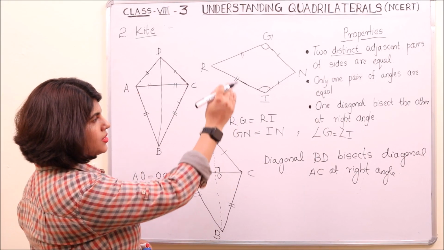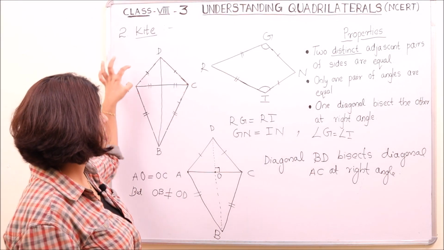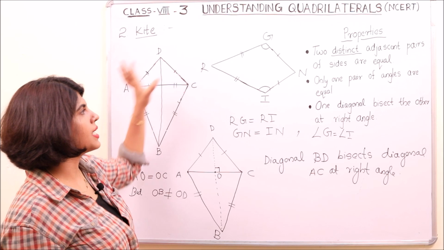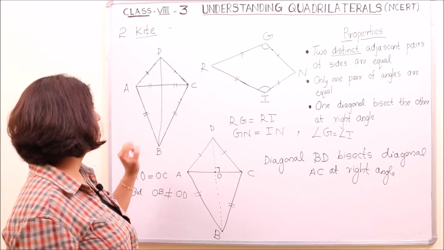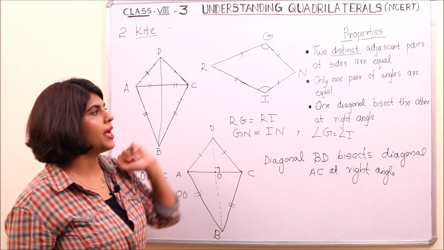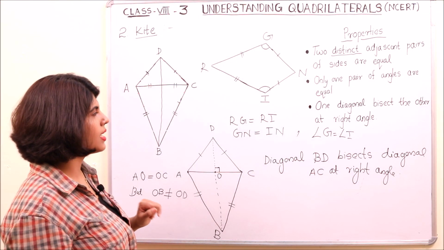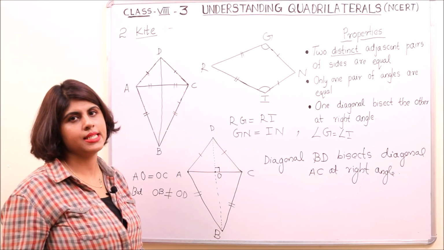So these are the three properties of kite. So the first one is two distinct adjacent pairs of sides are equal, and only one pair of angles are equal. That is angle A equal to angle C, and one diagonal bisects the other at a right angle. That is diagonal BD bisects the diagonal AC. Clear?